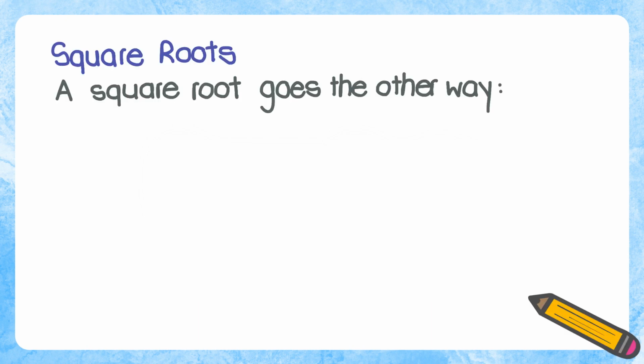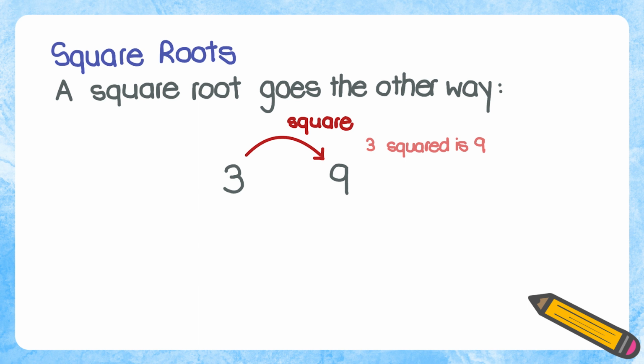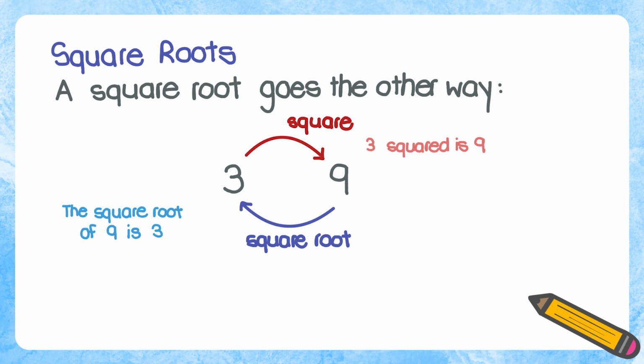Now let's take a look at the idea of taking the square root. So we just looked at how to square a number. A square root basically just goes the other way. So we know that 3 squared equals 9. So if we square the number 3, we get 9. Again, 3 squared is 9. But what if we go the other way? This is called taking the square root. We would say that the square root of 9 is 3.